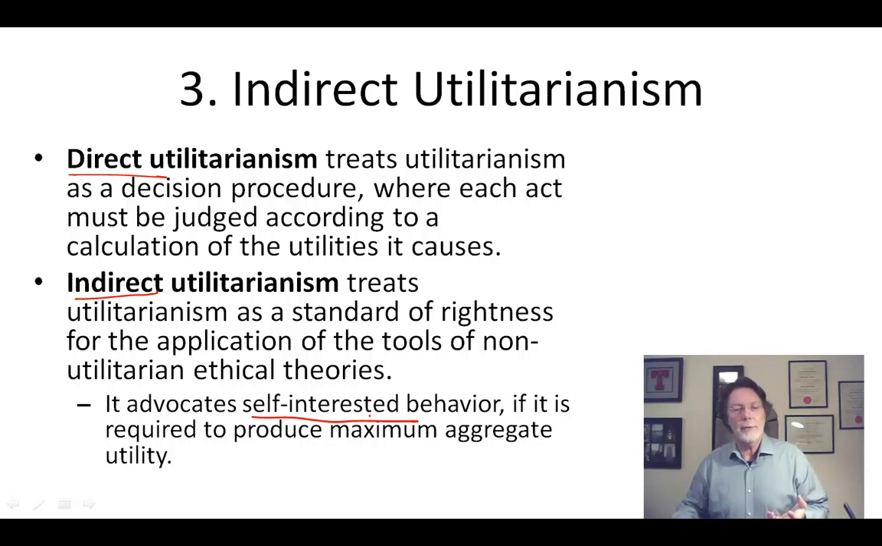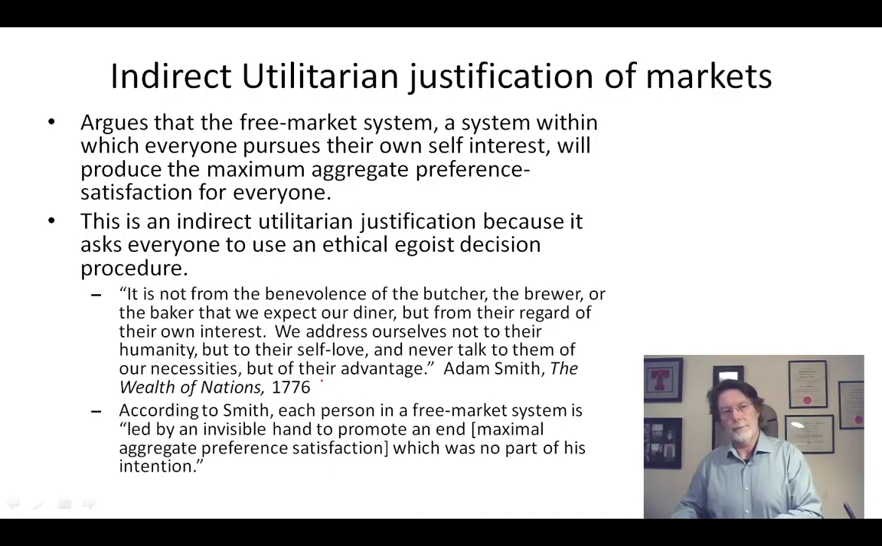And this is the argument in favor of the market: if everybody obeys the rules of the market, and acts as an ethical egoist, deciding for themselves what's best for themselves, then this will produce the maximum aggregate utility for everyone. So this is the idea. The indirect utilitarian justification says everyone should pursue their own self-interest, and that will maximize the aggregate preference satisfaction for everyone. And it's indirect because it doesn't say whenever you're deciding what to do, be a utilitarian. It says whenever you're trying to decide what to do, be an ethical egoist.